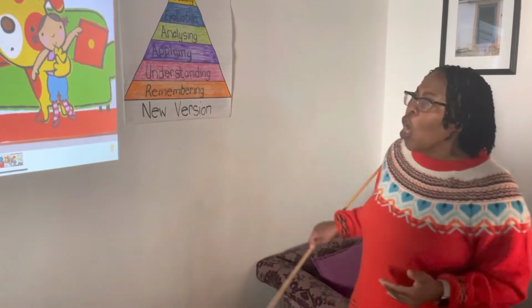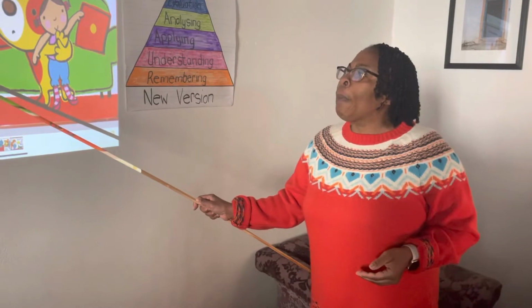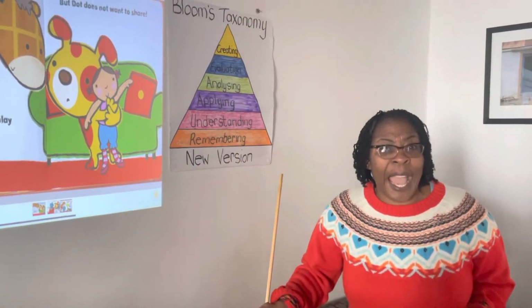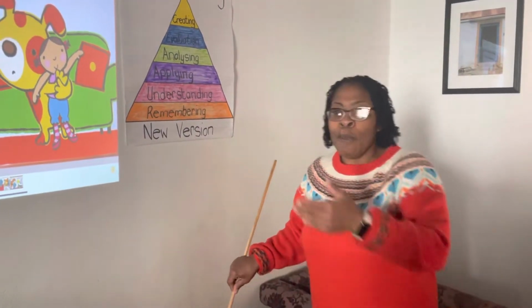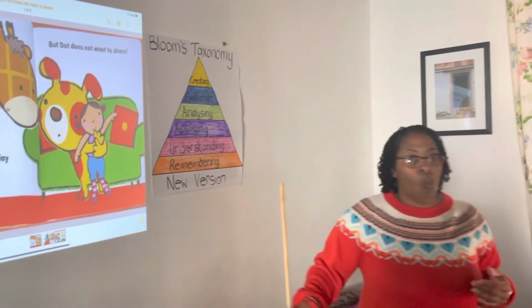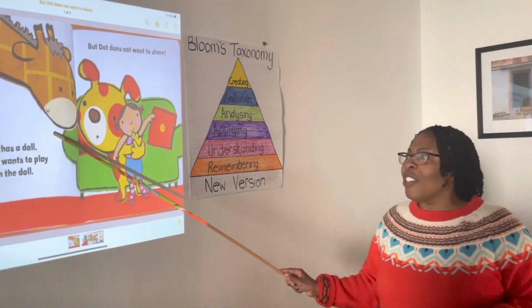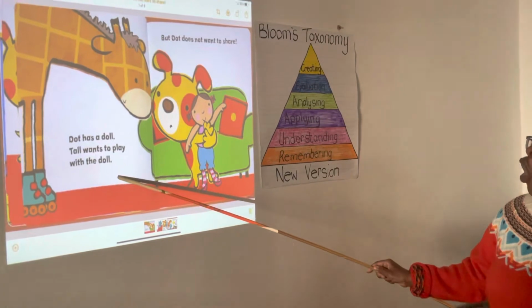Dot also has a doll. Okay, "has a." So you would stress this repeated format. And then you would ask them, well, what do you have? And then they should say, I have such and such. And maybe you ask, well, ask your neighbor what he has or what she has, so that they're practicing using this sentence formation. Then it says, Tall wants to play with the doll.